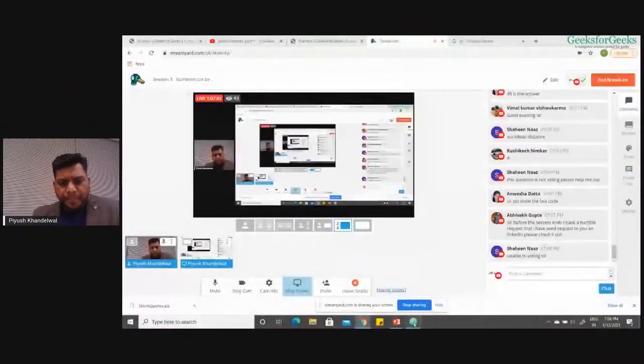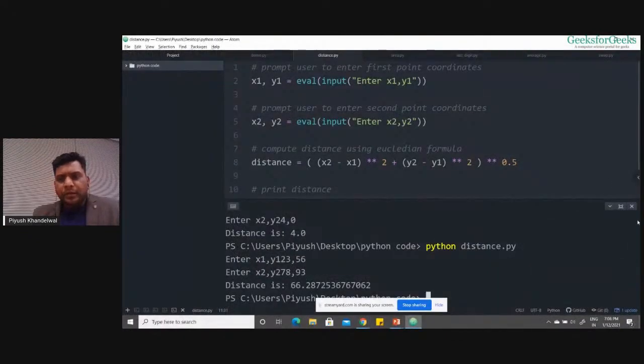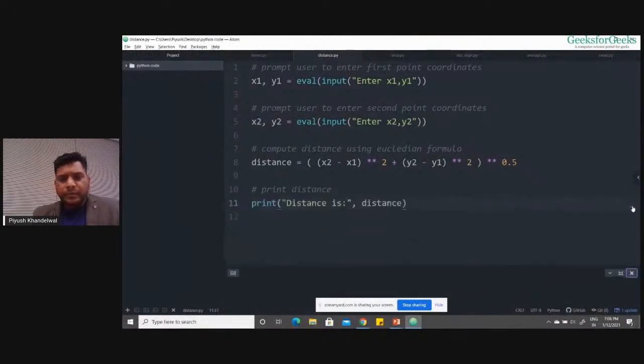So someone is asking to see the code. Let me share the code again. Here it is. You can verify whether your code is working correctly or not.